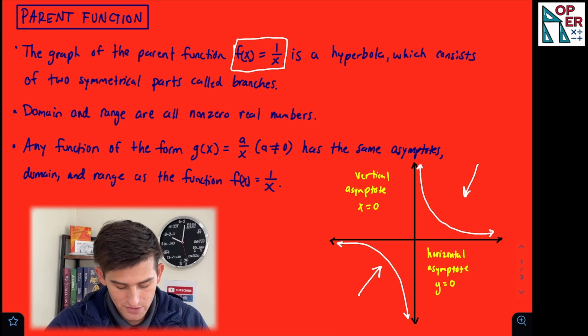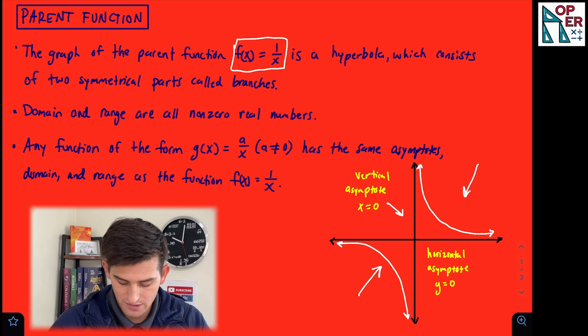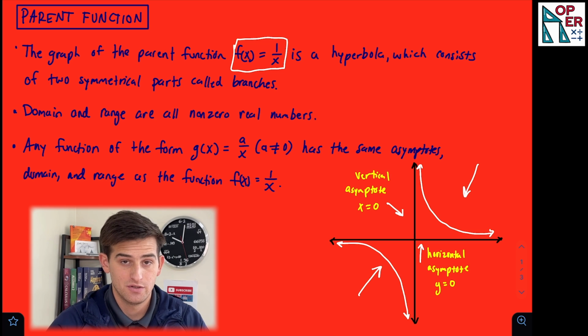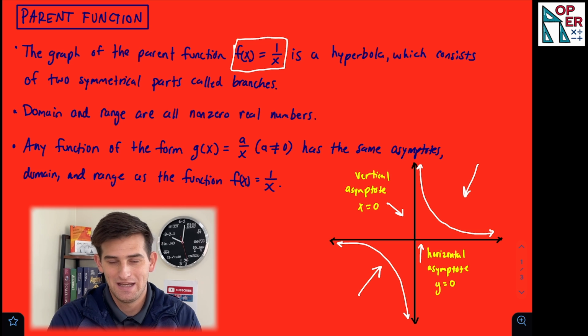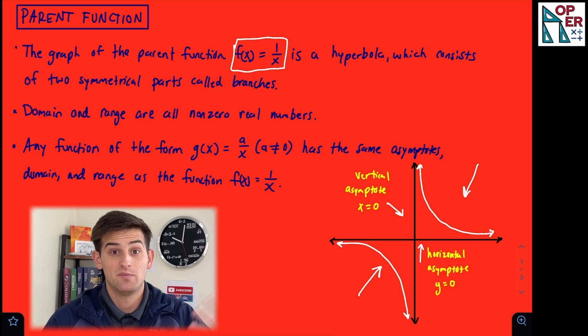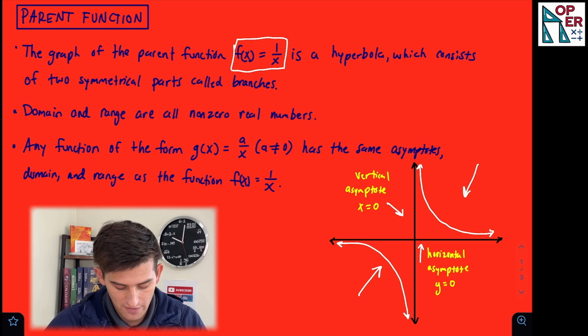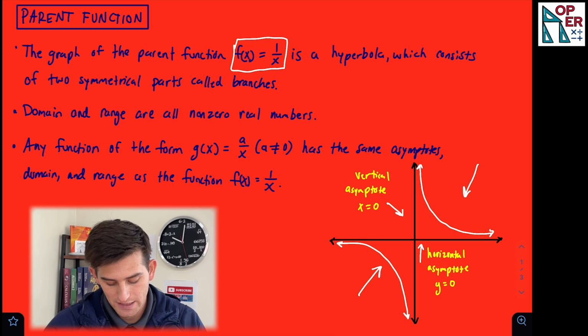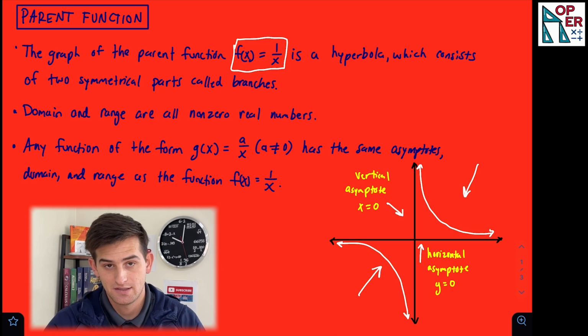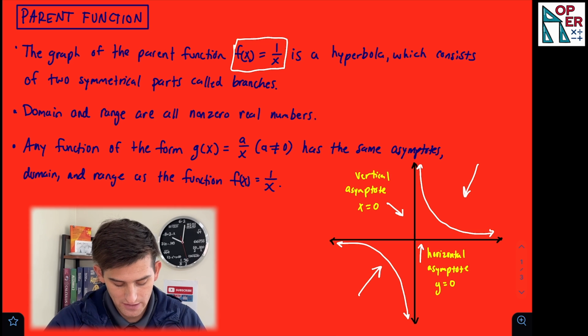Now, talking about domain and range, that's going to be all non-zero real numbers, because if we notice, we have a vertical asymptote at x equals 0, which is our y-axis, and we have a horizontal asymptote at y equals 0, which is our x-axis. So essentially for our domain, that's our x values, right? So we go left forever, right forever, except for when x is equal to 0. Same thing for our range, up forever, down forever, except for when y is equal to 0, because those are our asymptotes for our graph. So any other function of the form g of x equals a over x has the same asymptotes, the x-axis and the y-axis, and has the same domain and range, all real non-zero numbers, as this parent function.